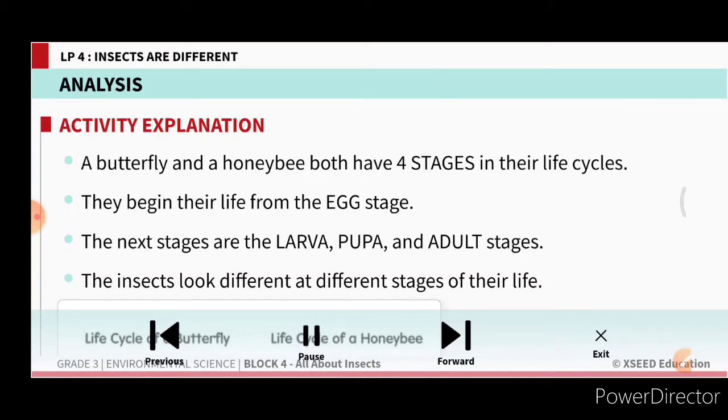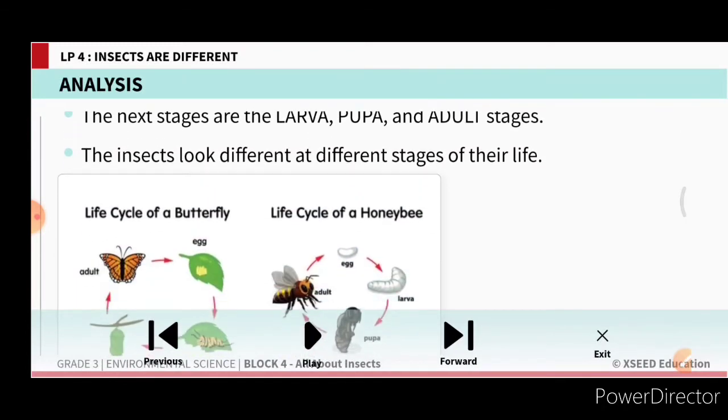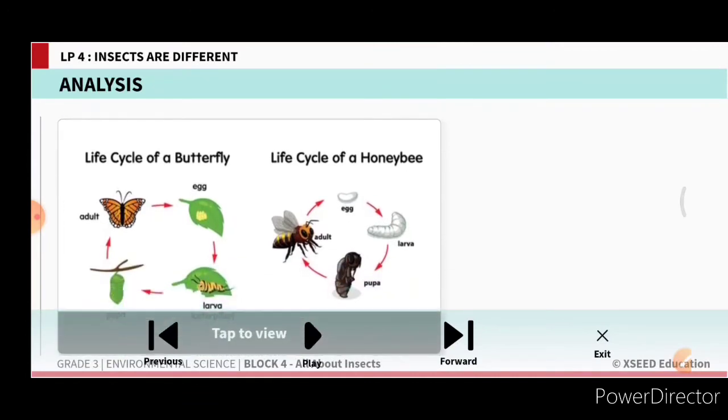They begin their life from the egg stage. The next stages are larva, pupa and adult stages. The insects look different at different stages of their life.